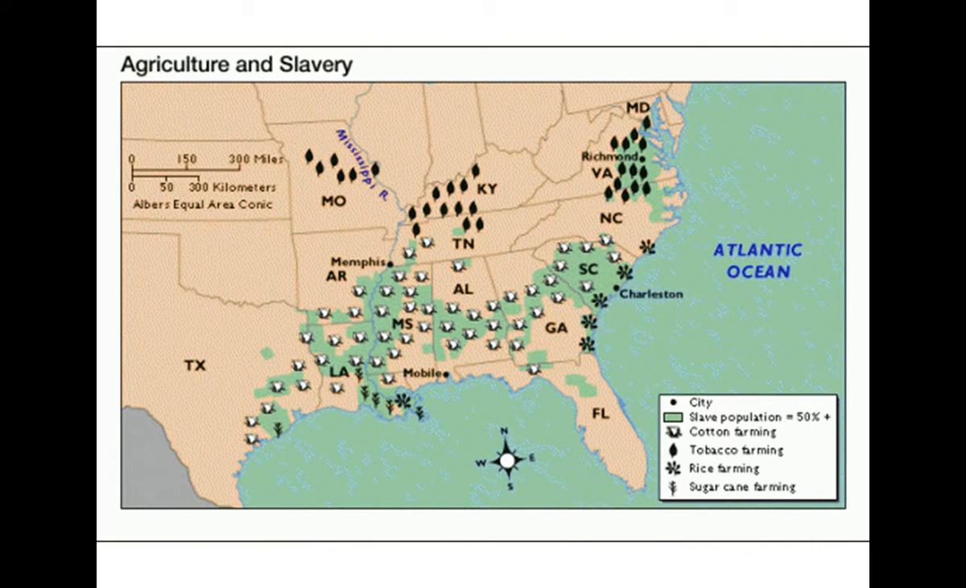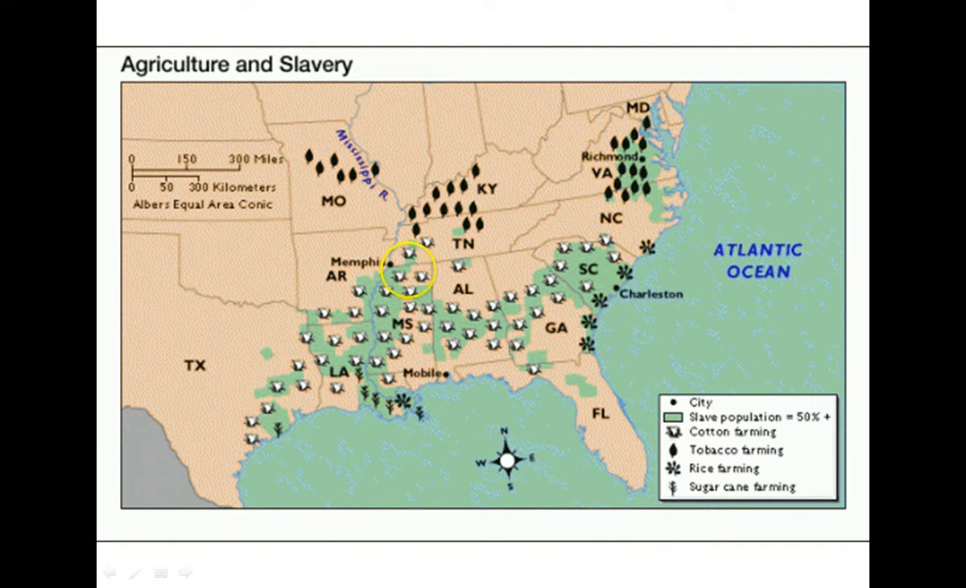And then this map is probably one of the more interesting maps that we have in this particular presentation because it's a couple of things that overlay each other. So if you look, the green depicts areas where over 50% of the population is slave at that time. And then you see what different types of economies are in those specific areas.